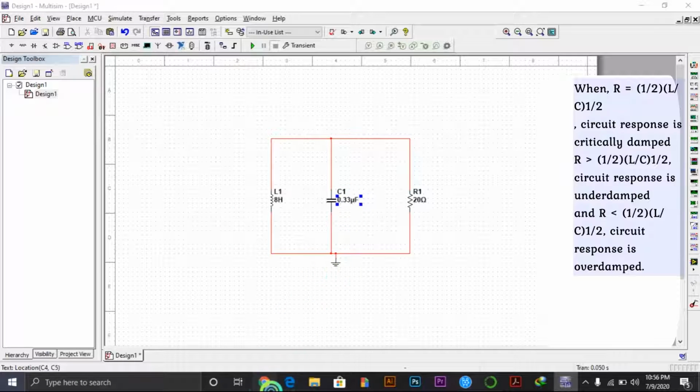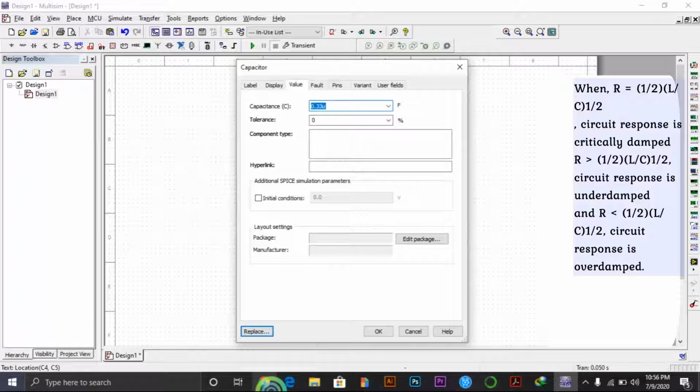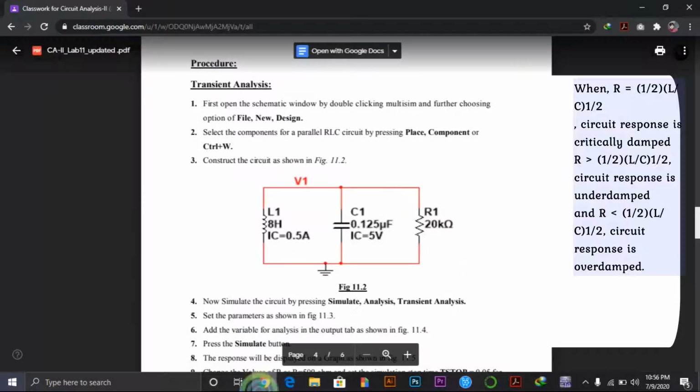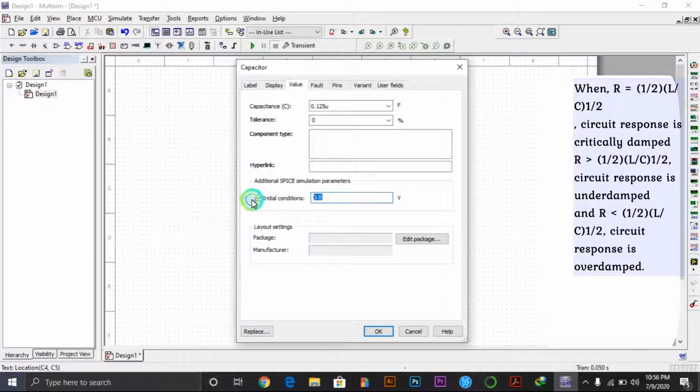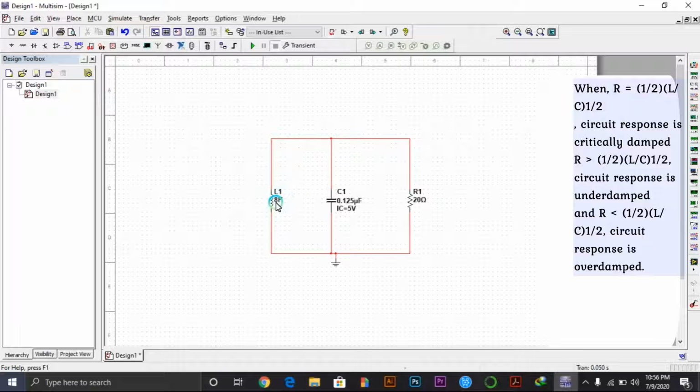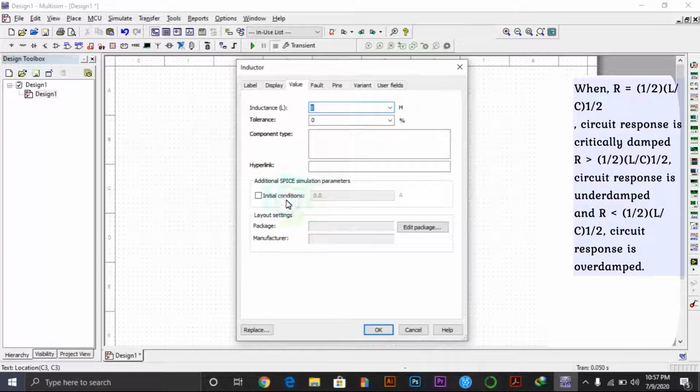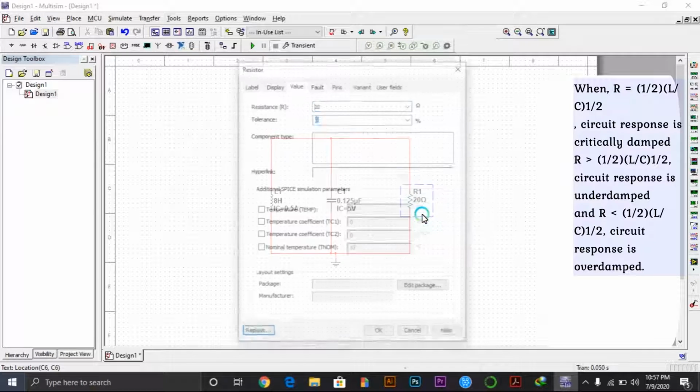Change the capacitor value. Capacitor value is 0.125 microfarad. For micro you can press U, and initial condition given is 5 volt. Similarly, initial condition of inductor is 0.5 ampere. It's 20k.